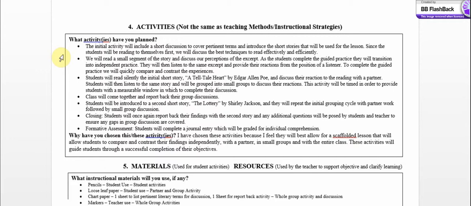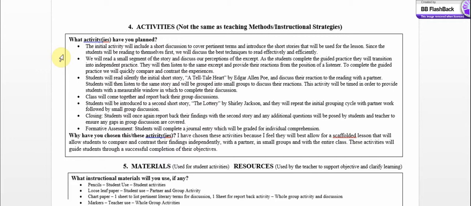So at this point, they will be sitting next to their partners, so if someone gets stuck on a word or anything like that, they'll be able to help each other out, but still complete the task of reading silently. Students will then listen to the same story and will be grouped into small groups to discuss their reactions. This activity will be timed in order to provide students with a measurable window in which to complete their discussion.